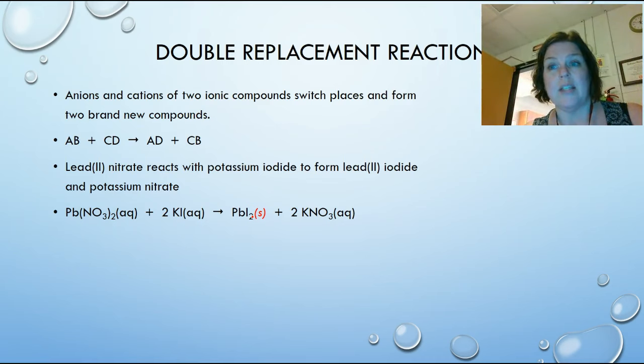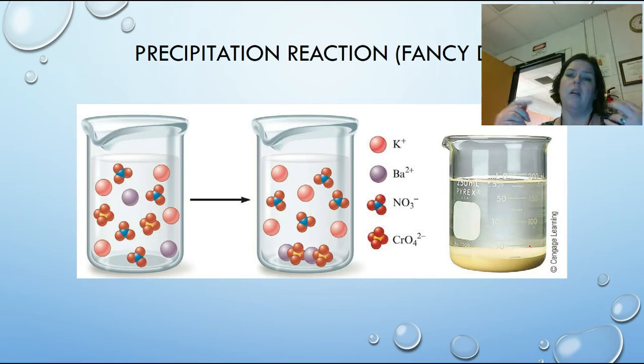We take two clear colorless solutions, we put them together, and we get this bright yellow substance. We've seen that before. So this is where we're at right now with precipitation reactions. It's just a fancy way to say double replacement. Acid-base is a fancy way to say double replacement. So we want to see what that looks like on the atomic level, on the nanoscopic level that we can't actually see, but we need to be able to understand.